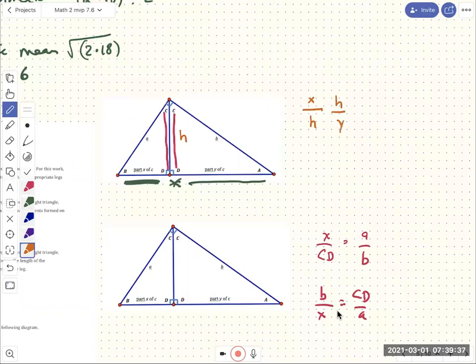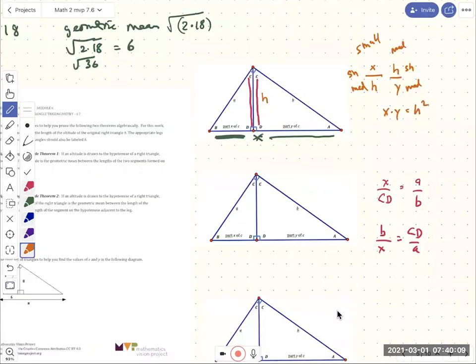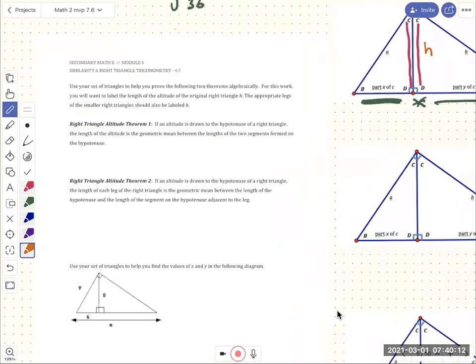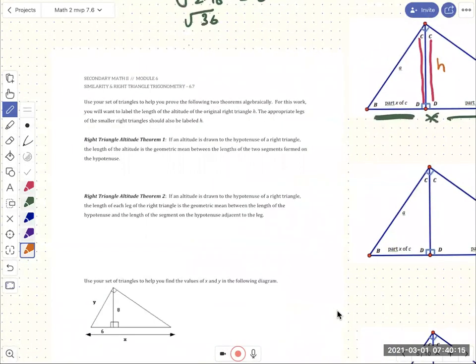For the small triangle, we have the short leg to the medium, and then for the medium triangle, H is our short leg, so the medium leg is Y. If we cross multiply, we get X times Y equals H squared. And so that works out. Then the challenge for you is, can you do the second one? I'm just working on it myself here.